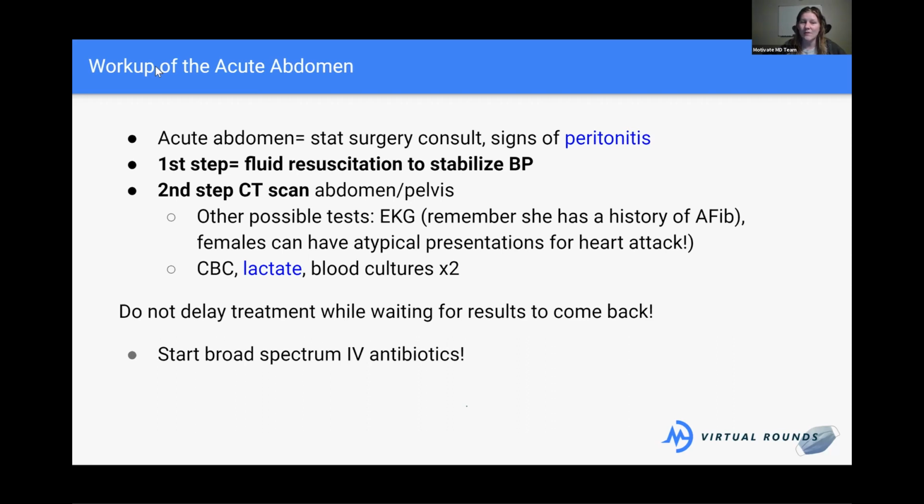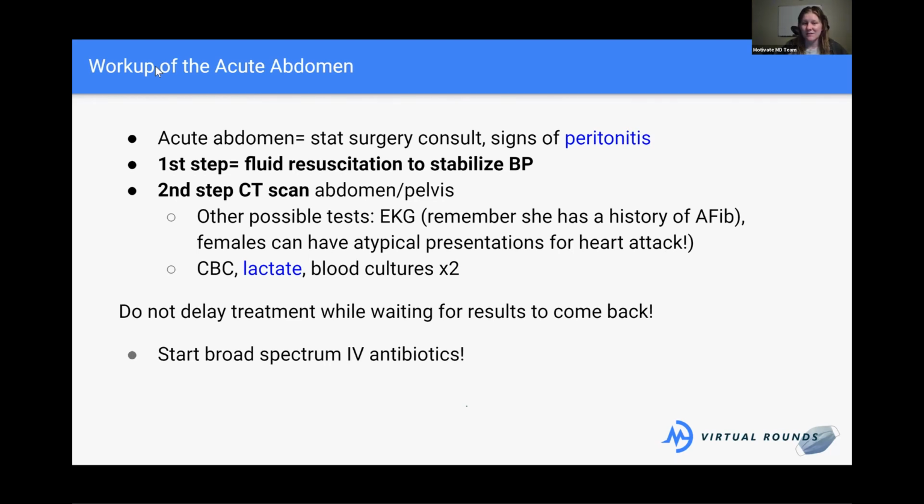The first step of treating acute abdomen is to stabilize their blood pressure. If you remember her vitals, her blood pressure was like 89 systolic, I think. Pretty sure that's what it was. Either way, her blood pressure is very low. So she needs to have fluid resuscitation in order to bring her blood pressure back up to a normal level. So that happens first before anything else. You want to get IV access and give some fluids. The second step is going to be a CT scan of the abdomen and pelvis, which we got.